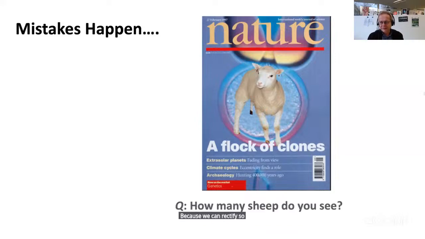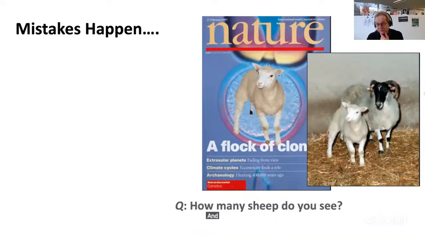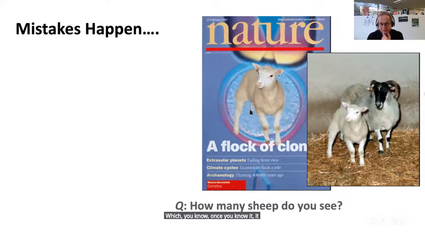This was when I was at Nature. We were so proud to publish Dolly the sheep when I was an editor at Nature. And it turns out, of course, there were two Dollys. Dolly's mum was in the picture too. So that little obscene leg you see in the back, which, once you know it, looks completely crazy, was a Photoshop mishap.